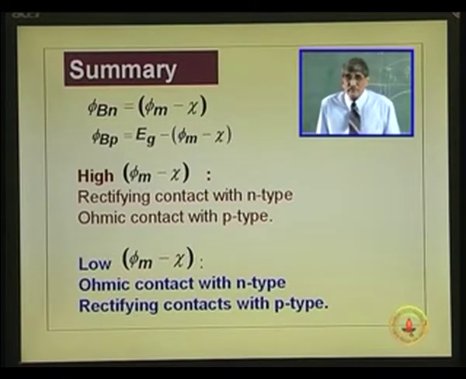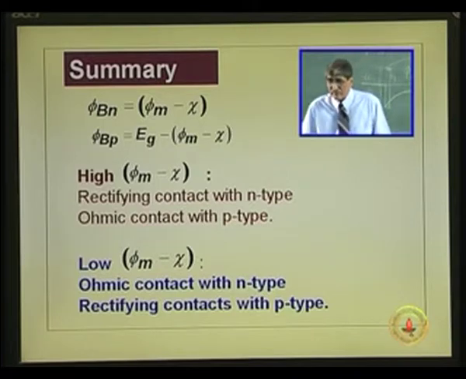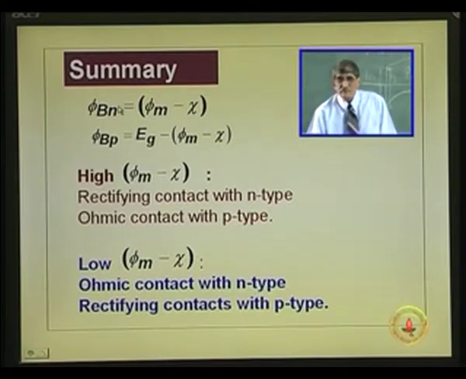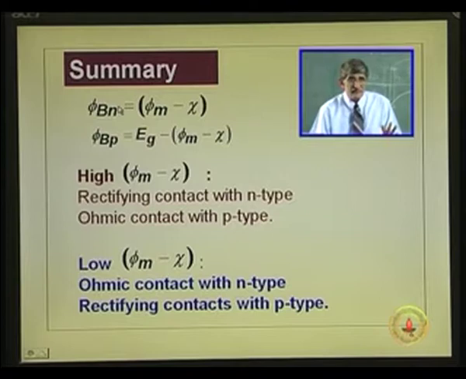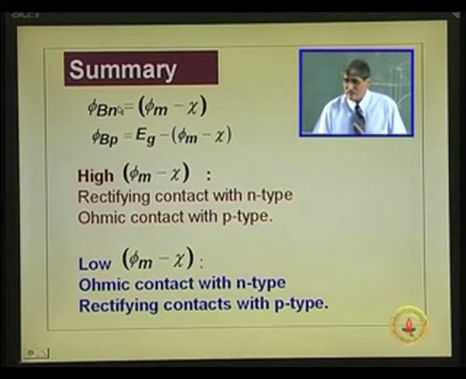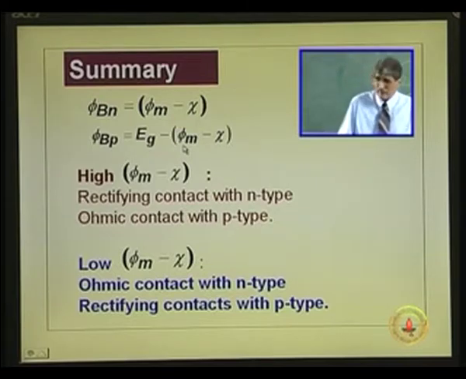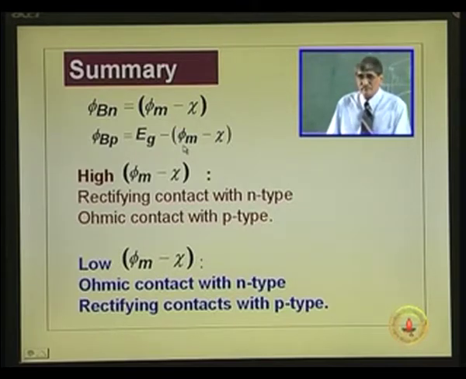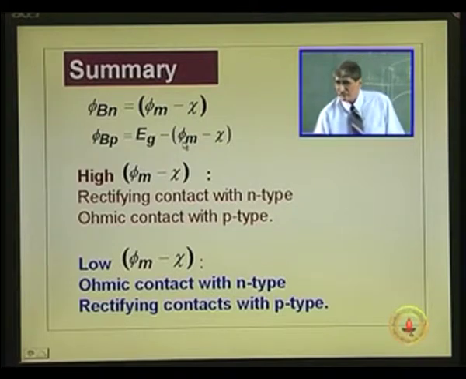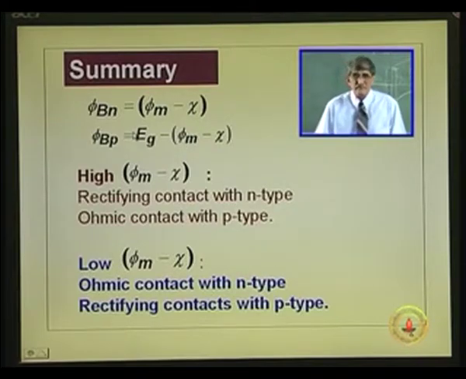So, in summary about all these types of rectifying contacts, what we have derived, or have seen, is phi b n equals phi m minus chi, that we have said right at the first order theory. Phi b p is actually equal to, because the sum of phi b n and phi b p must be equal to E g, so phi b p is E g minus (phi m minus chi). So what our thinking is, once your phi m is fixed, phi b n is fixed and phi b p is fixed.